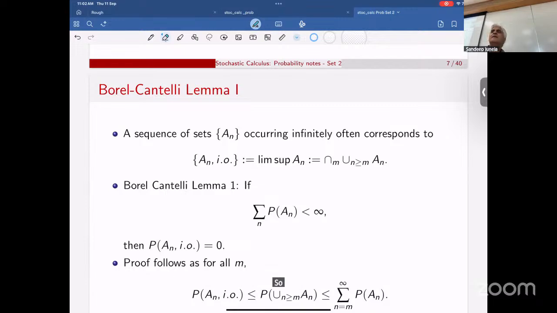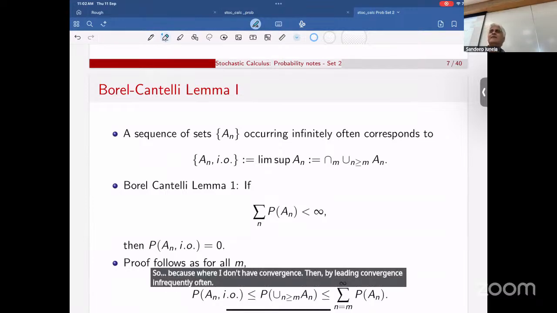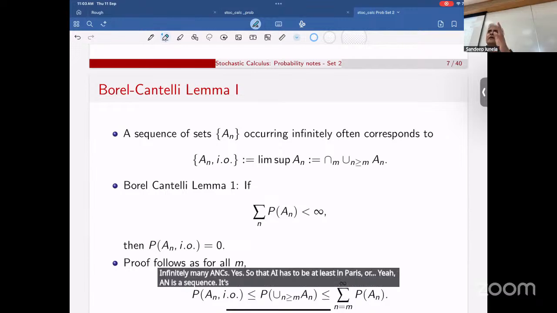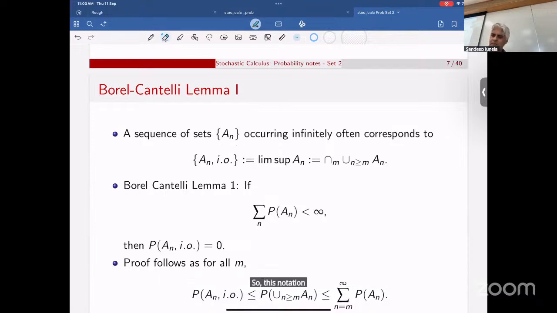Because when I don't have convergence, then I'm violating convergence infinitely often. So we're saying that omega occurs in infinitely many A_n sets. A_n is a sequence: A1, A2, A3, all the way. So it's a countable sequence. This notation is agreed terminology amongst us, and it means countable.